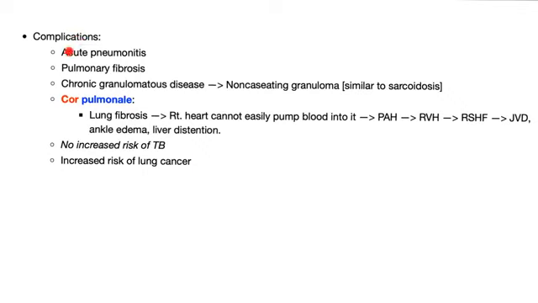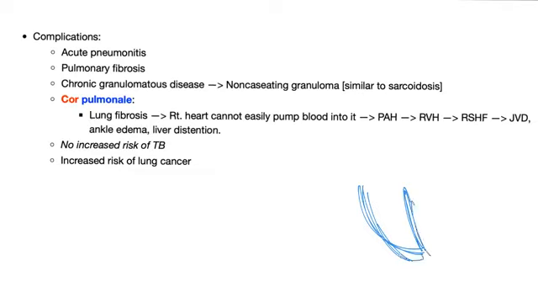What are the complications of berylliosis? Acute pneumonitis, pulmonary fibrosis, chronic granulomatous disease leading to non-caseating granuloma, cor pulmonale, because any disease that leads to lung fibrosis, the right heart is struggling to pump blood against this fibrosed lung, leading to pulmonary arterial hypertension, right ventricular hypertrophy, right-sided heart failure, and right-sided heart failure has 3 main signs and symptoms.